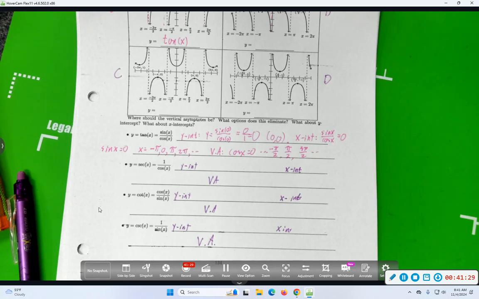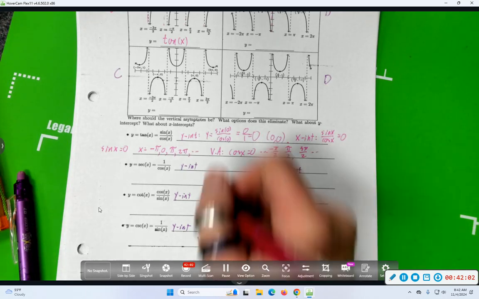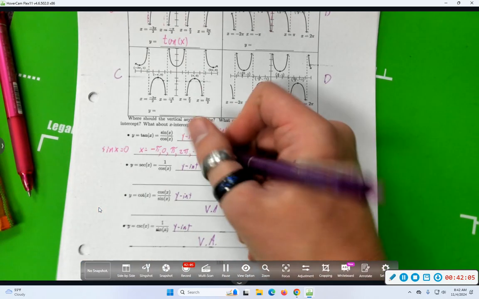Over here, y equals secant of x. Does it have a y-intercept? What y-intercept did you get? I hear a y-intercept of 1. Do I hear a second? Okay, then I will not. Yeah, so it looks like the y-intercept is at (0, 1).